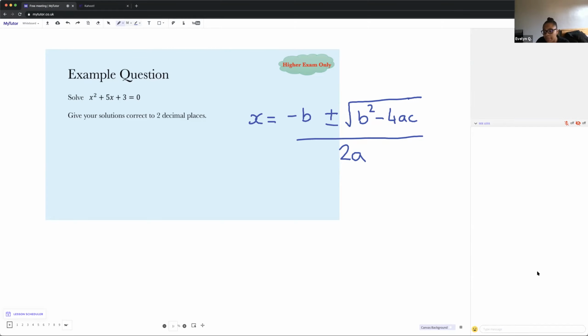Someone said, what grade is this? Right, this is probably a grade, completing the square is probably about grade 7 or 8, I'm thinking. Quadratic formula is probably grade 6 or grade 7.